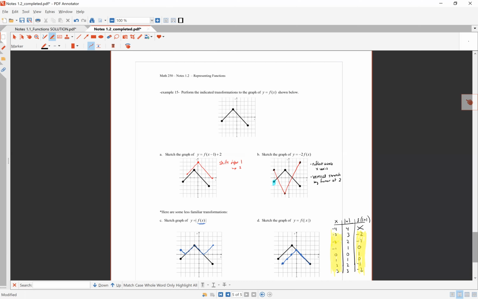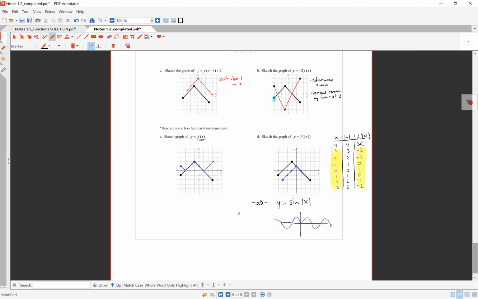Now what we have to do for f of x minus 1 is shift to the right one, and then we lift the graph up 2 units. The transformed graph is in red. And for minus 2f of x, we have to flip the graph over, and then stretch it by a factor of 2. I'm going to skip examples C and D. Those are kind of unusual transformations.